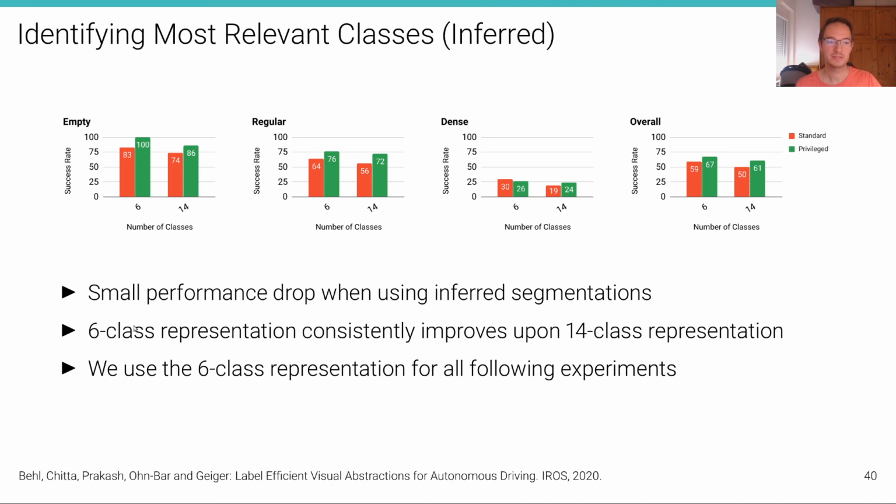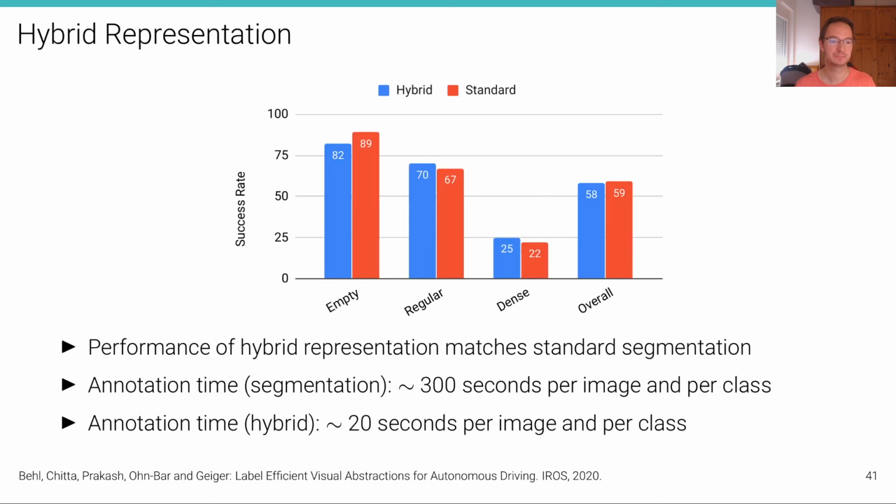What we can also see is that the 6-class representation consistently improves upon the 14-class representation. In all of these plots, the results obtained with the 6-class representations are actually better than the results when using 14 classes. And therefore, for the next experiments that I'm going to show you, we always consider the 6-class representation.